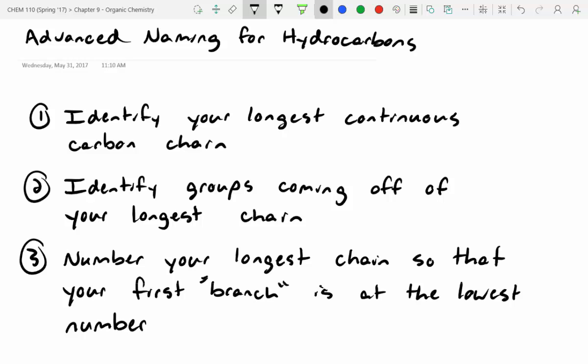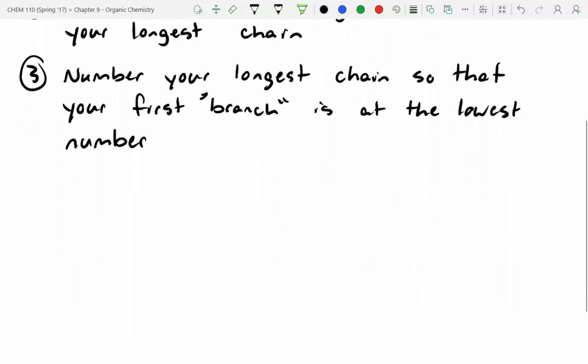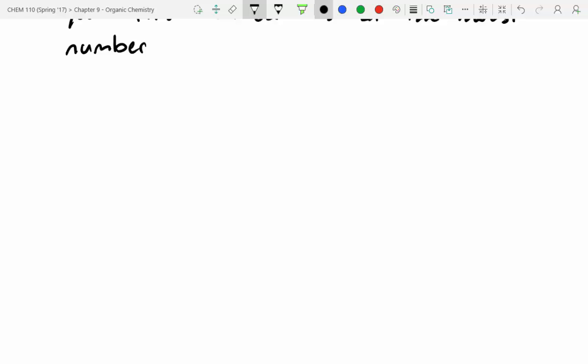So I'll show you guys how to do this. It's pretty straightforward though. I'm going to make up a molecule, and I'm going to do this in bond line notation just to keep things simple. Let's do this one. What's our longest carbon chain that's continuous? So what I would do is look at this and say, well, we could go 1, 2, 3, 4, 5, 6. That would be our longest continuous chain.